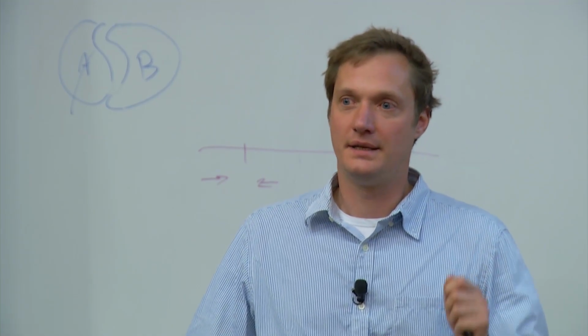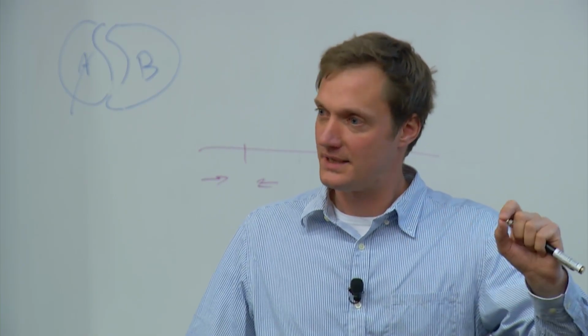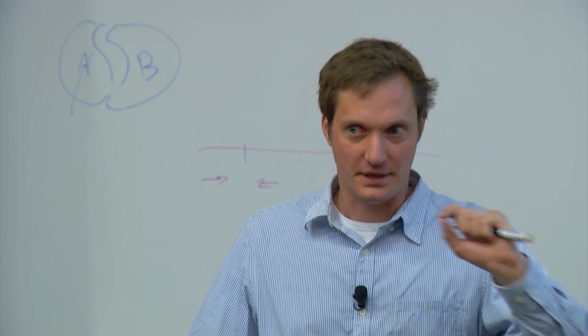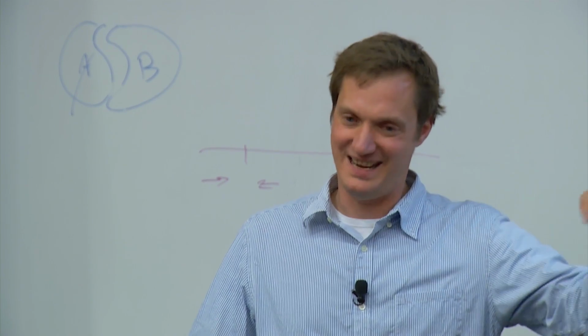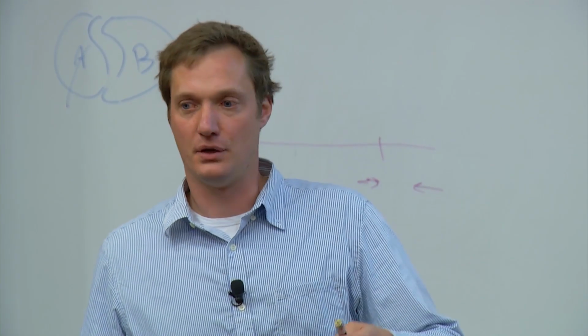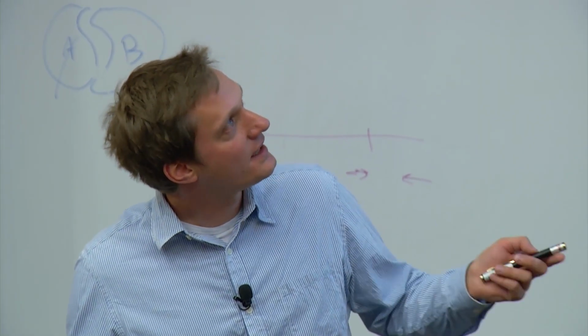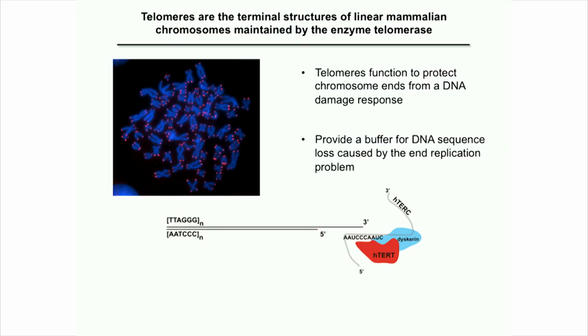For one, it mediates protection against terminal sequence loss by nucleases or by the end replication problem. So by eating up your chromosome end every time that you divide, it does not lead to sequence loss of genomic information. And the second thing that telomeres do is make sure that the natural chromosome end is not recognized as an internal break.